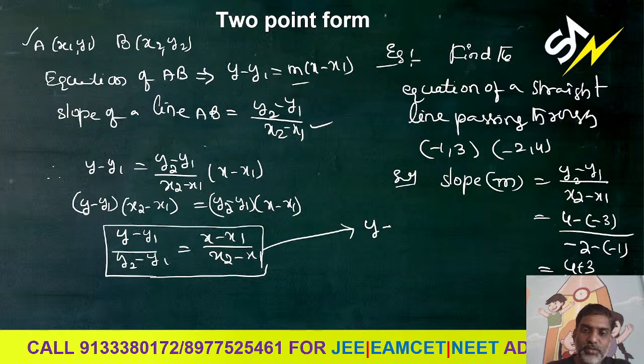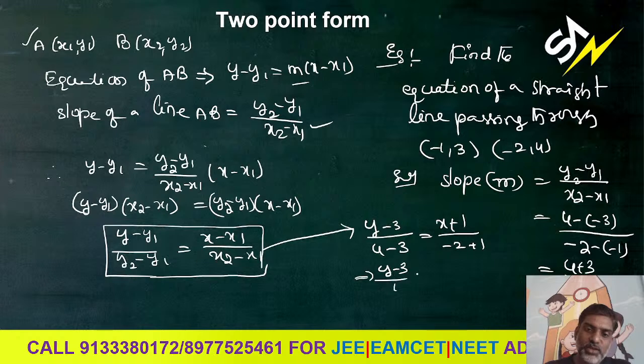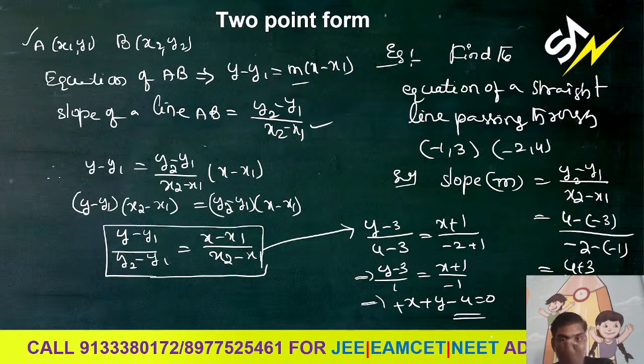y minus y1, that is minus 3, divided by y2 minus y1, 4 minus 3, equal to x minus x1, that is x plus 1, divided by x2 minus x1, minus 2 plus 1. So what we are getting: y minus 3 divided by 1 is equal to x plus 1 divided by minus 1. So x plus y minus 4 equals 0. This is the equation of the line passing through the points minus 1 comma 3 and minus 2 comma 4. Okay.